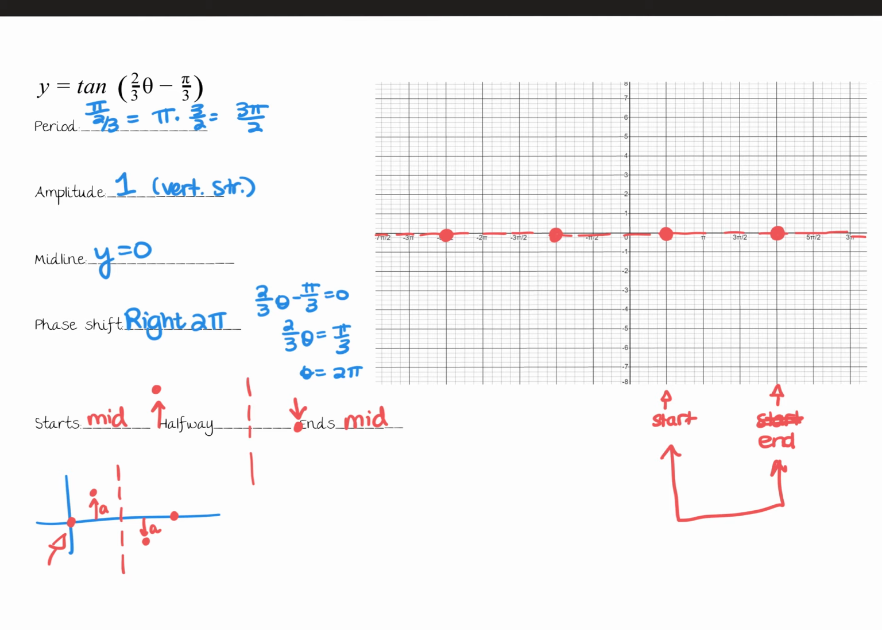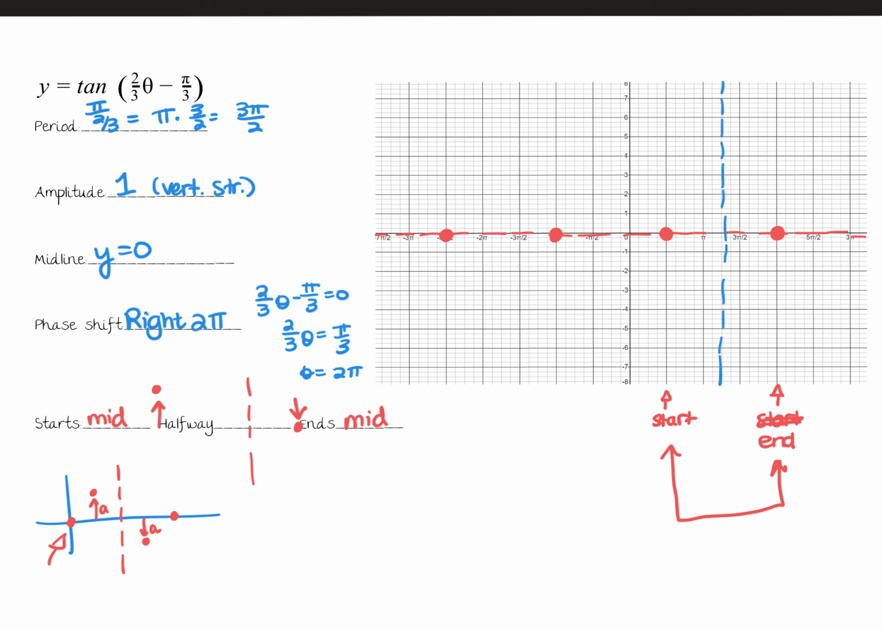Now, here's what I know. Halfway between the beginning and the end of the period, I'm going to be at an asymptote. So if I look at halfway between here and here, so that's 1, 2, 3 darker lines. So I'm going to have to cut that in half. That's 1.5 darker lines. So my asymptote's going to be right here. So I'm going to go ahead and put that in.